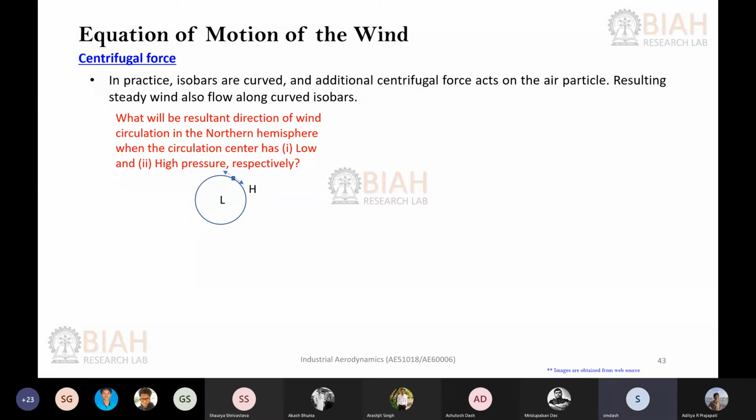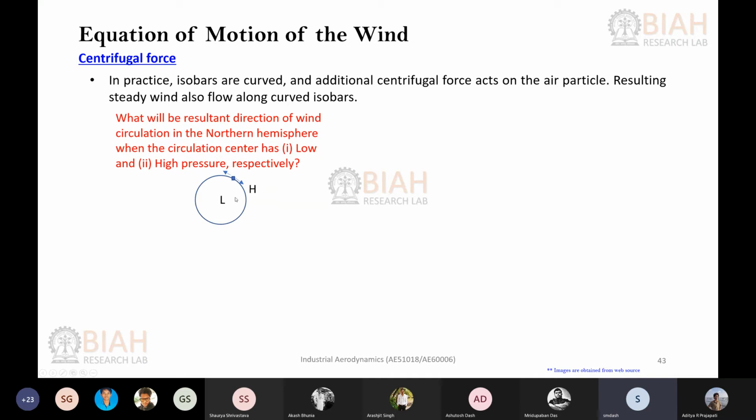Any guess or any comment on how this air parcel is going to move? If I have this setting, low and high, that means at the center you have low pressure and outside you have high pressure. There could be a reverse scenario, where at the center you have high pressure and outside you have low pressure. So there could be two scenarios. For this particular scenario, what do you think? Will the air move this way or this way? I think left, towards the left side. Counterclockwise or clockwise? Counterclockwise. It will move along the counterclockwise.